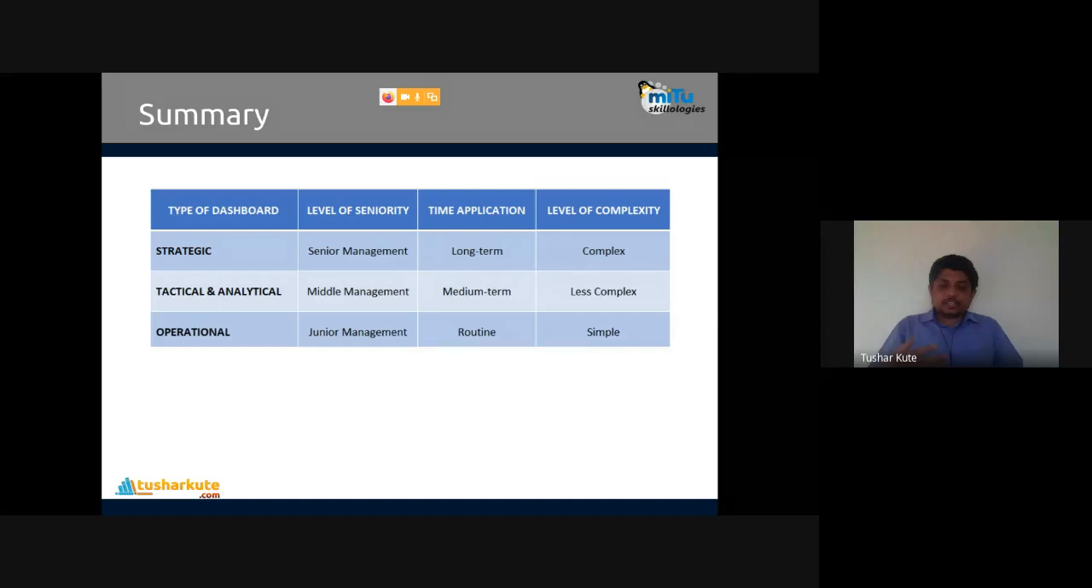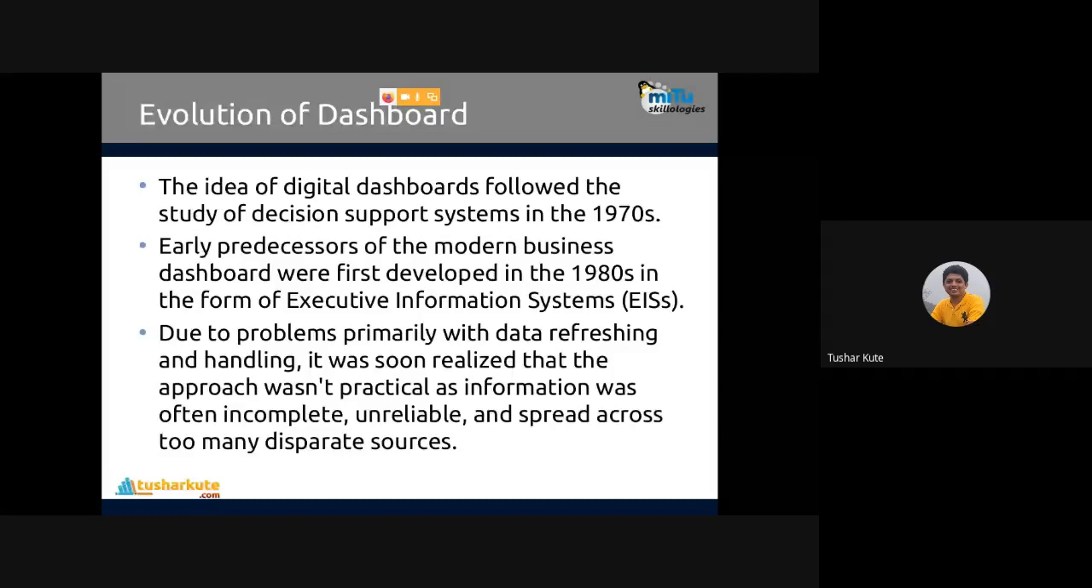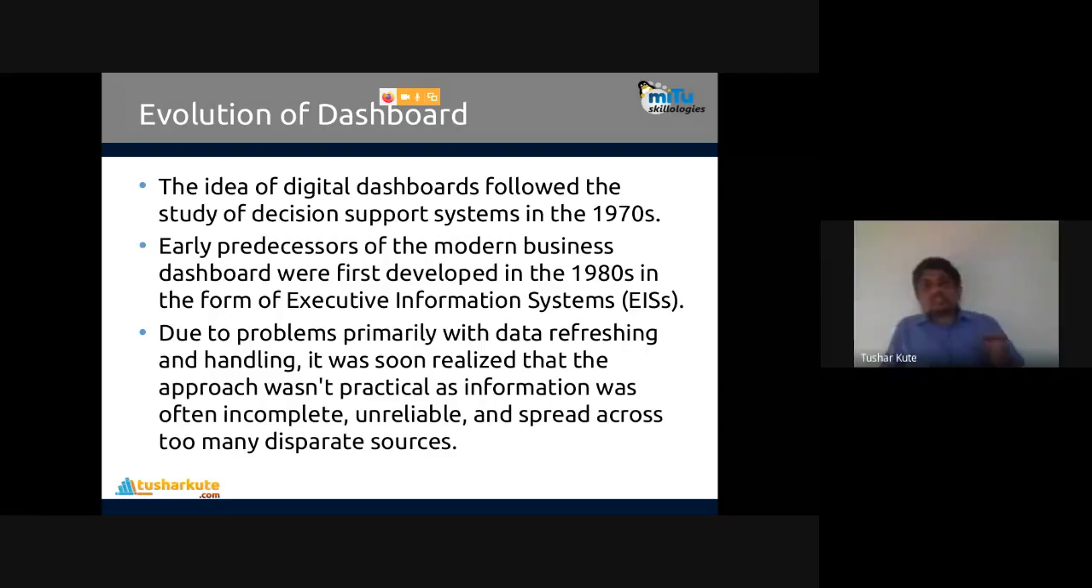Fine. Now let's see the evolution of dashboards. It's not a big topic actually. Evolution is when it started, and at what particular phase we are now in the dashboard. The idea of the digital dashboard followed the study of decision support systems in the 1970s. Decision support system, DSS in short, is a management activity with the help of which it is possible to take decisions based on various factors.